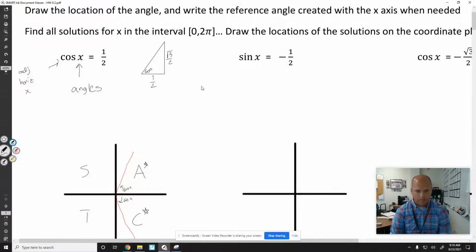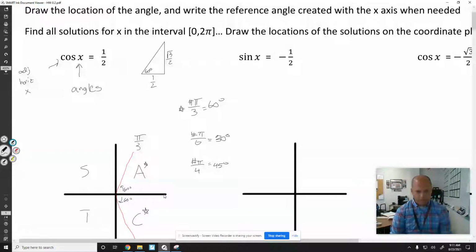You got to remember any pi over 3 creates a 60-degree reference angle. Any pi over 6 creates a 30-degree reference angle. It's shorter. It's a smaller angle because you're dividing by 6 versus dividing by 3. And then we should all be comfortable with the pi over 4 creating a 45-degree reference angle. So I want the pi over 3 located in the first quadrant. It's pi over 3, just by itself, that arc.